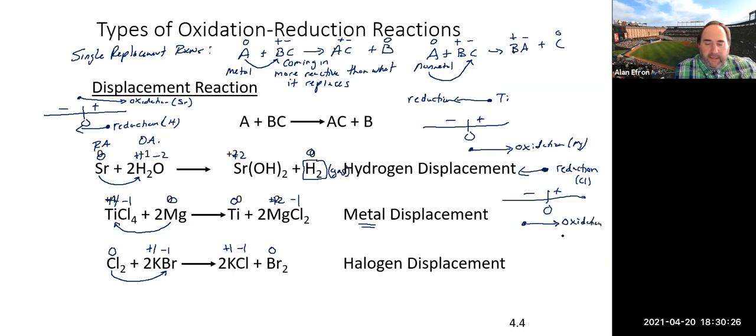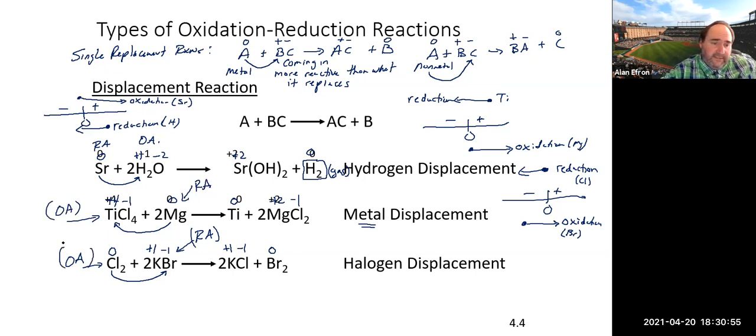And that means that our bromine is going through oxidation. That means that chlorine was going through reduction. That is our oxidizing agent, and that would make this our reducing agent in that case. And by the way, for the Ti, the magnesium is getting oxidized, which means it's the reducing agent. The TiCl4 there would be our oxidizing agent.